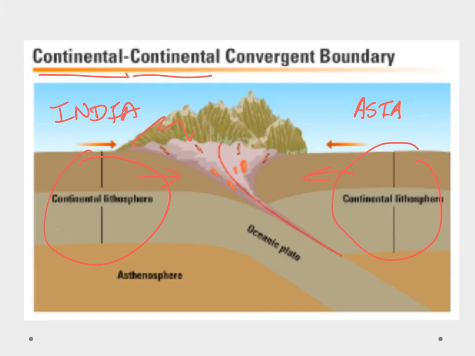So while these two plates are hitting, instead of one subducting under the other, they just kind of buckle and are upward thrust a little bit. And that's how we get these really high mountain ranges like the Himalayas.